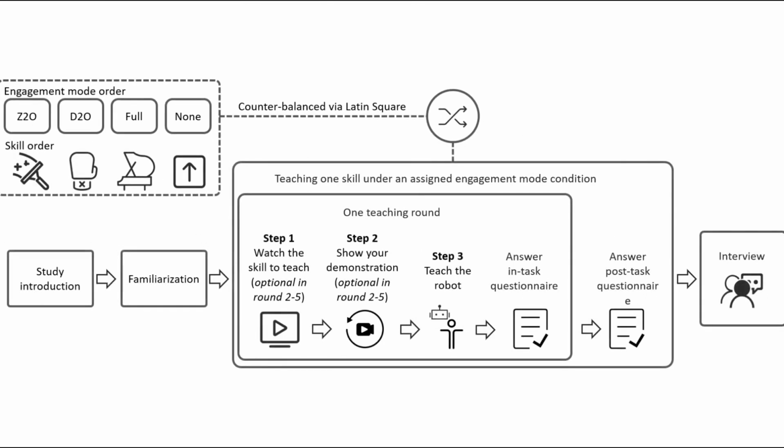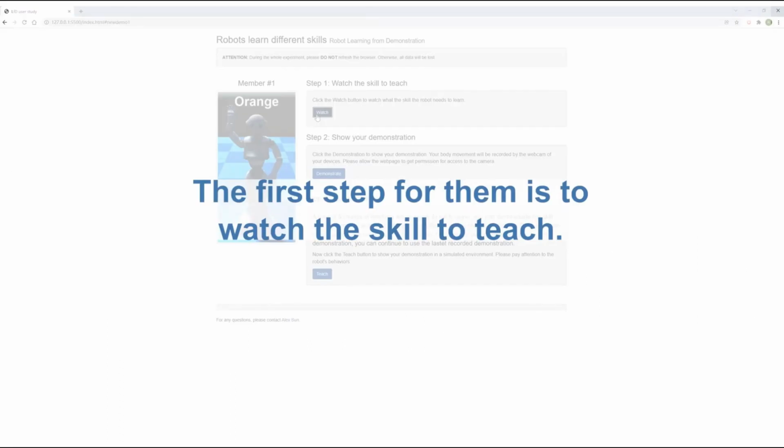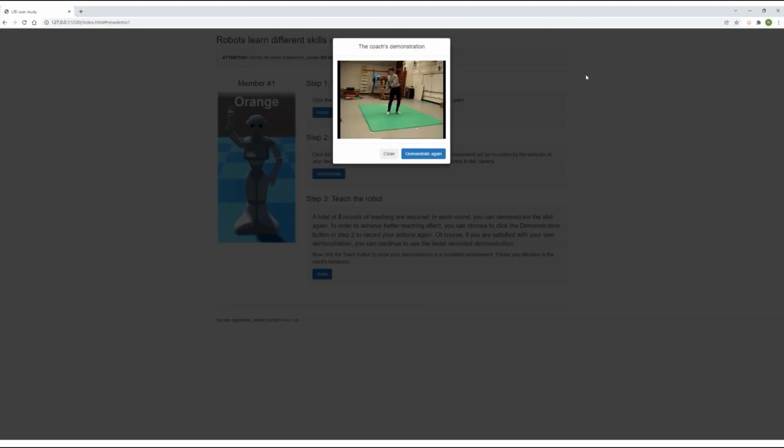Each participant needs to teach 4 robots. Each robot will be assigned 1 skill and 1 engagement mode. And each skill requires 5 rounds of teaching, and each round involves 3 steps. The first step is to watch the skill to teach.